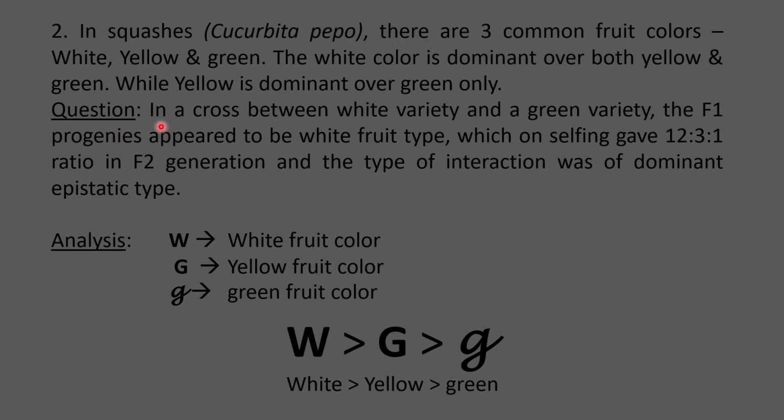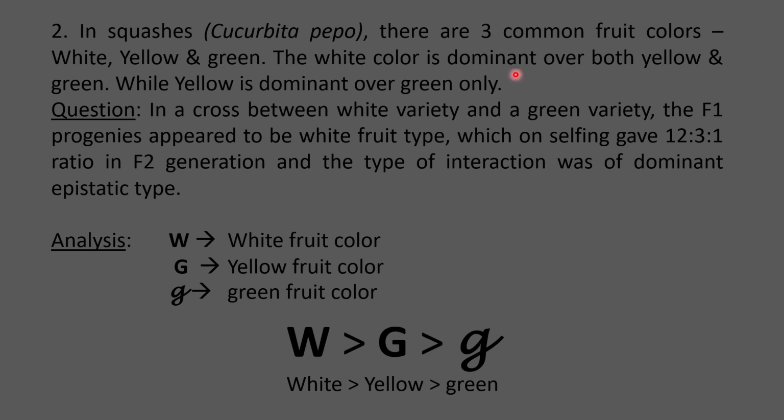So the question is, in a cross between a white variety and a green variety, the F1 progenies appeared to be white fruit type, which on selfing gave a 12:3:1 ratio in the F2 generation, and the type of interaction was of dominant epistatic type. So these are the different types of question formations. So here it's the same. Now we'll analyze the question here.